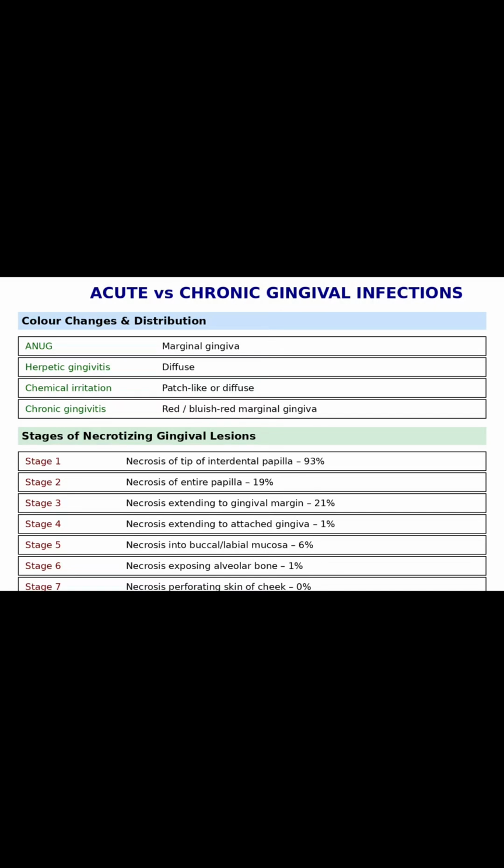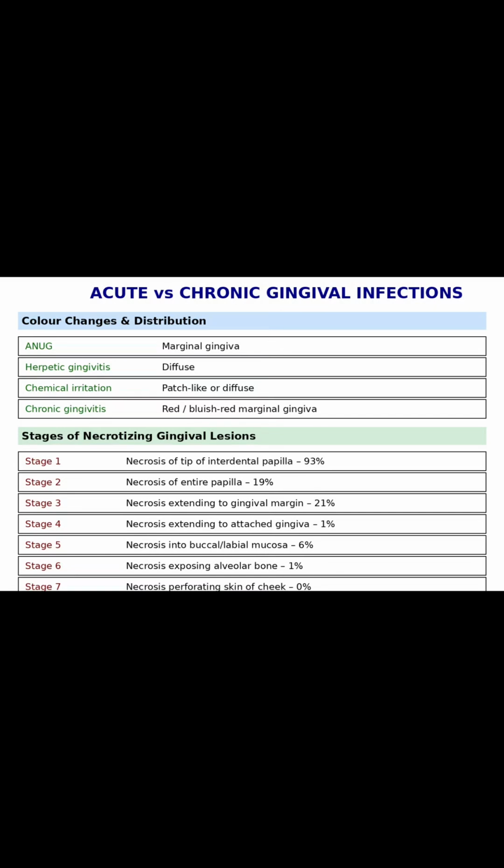So gingival infections can broadly be classified into acute and chronic forms based on their onset, duration, clinical presentation and tissue response. Acute gingival infections are characterized by sudden onset, severe pain, and rapid tissue destruction, whereas chronic gingival infections show slow progression with milder symptoms.